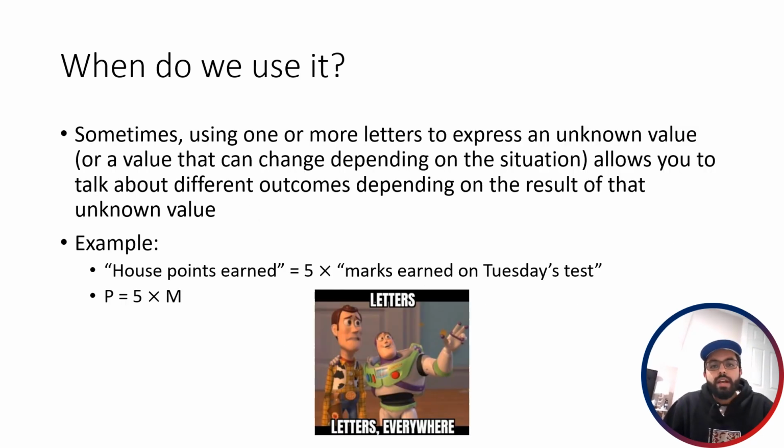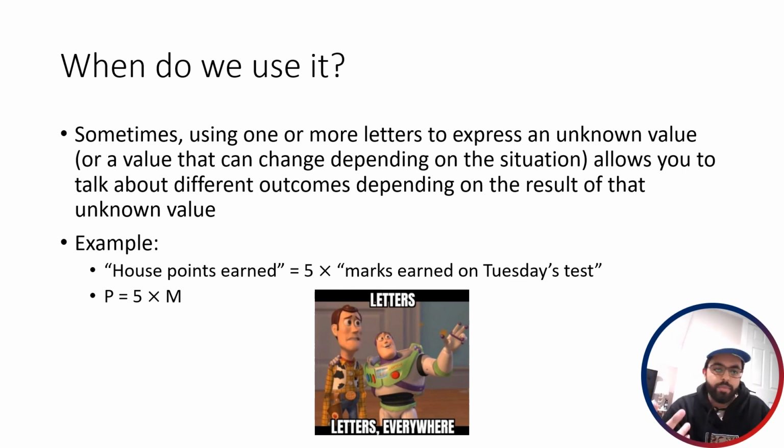So the thing is, let's look at the first part of the slide. Don't look at the example yet. What I've written there is that sometimes you can use one or more letters to express one or more unknown values. That could be values that you just don't know, or a value that could change depending on the situation that you're looking at, so that you can talk about different situations, different outcomes, different results, depending on what value you end up choosing to sit in that place.